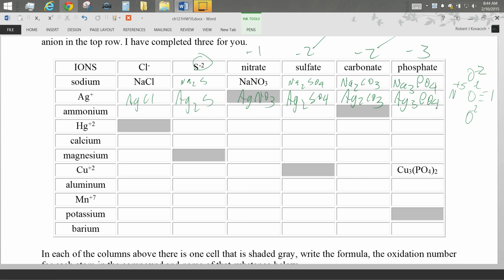Okay, the next row is going to look almost the same as the first two rows. Why? Because ammonium is also a +1. It's going to be a little bit different because I have to deal with the ammonium as a whole, but that's just a couple of parentheses, so let's look at that. So the first one is just going to be NH4Cl. Everybody all right with that one? The next one, I need some parentheses here. A parentheses, NH4 close parentheses S.